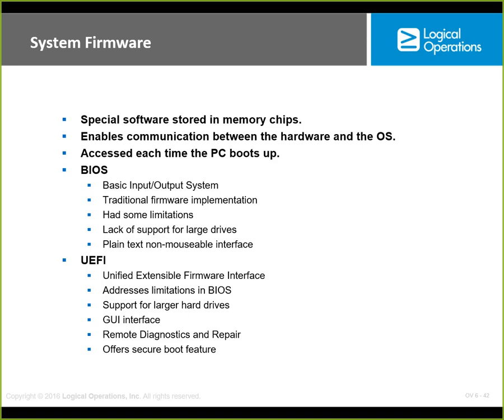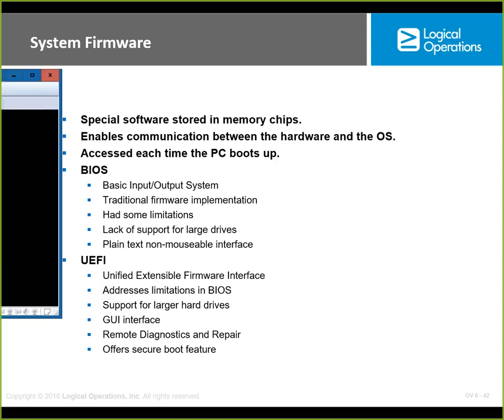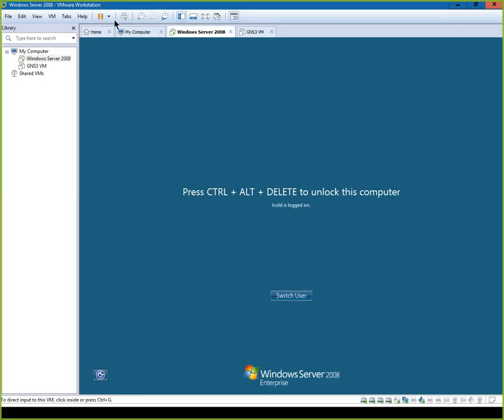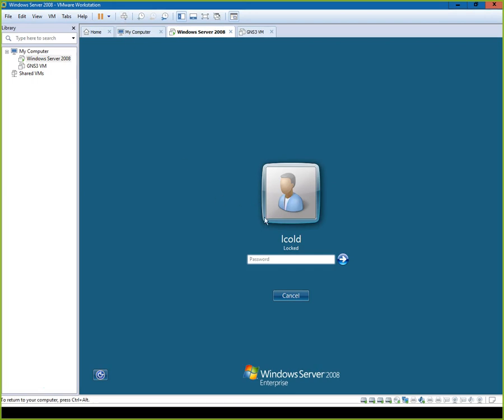So before we do that, let me bring this server over here, if I can get back into it.